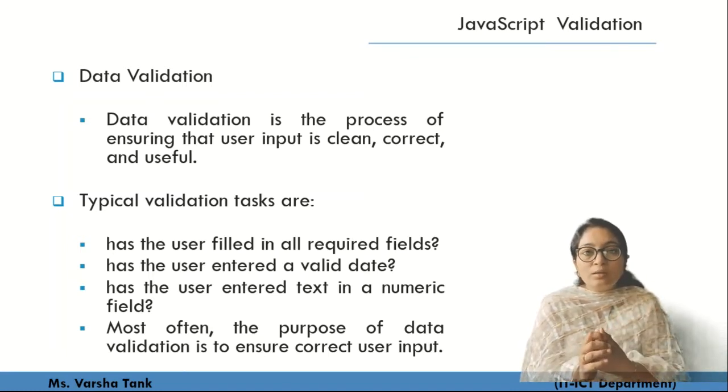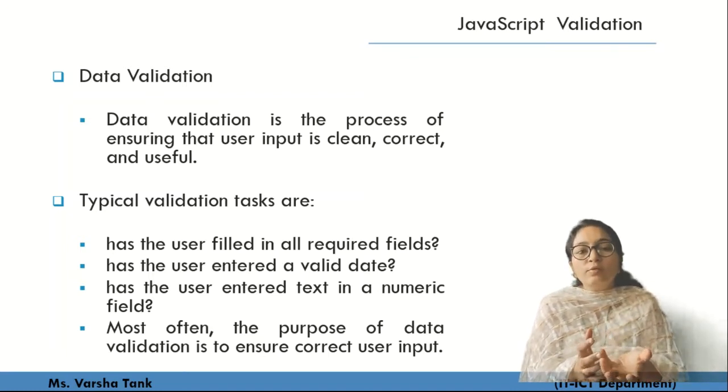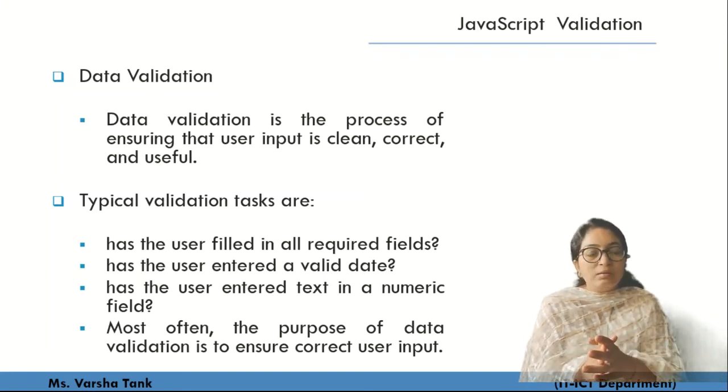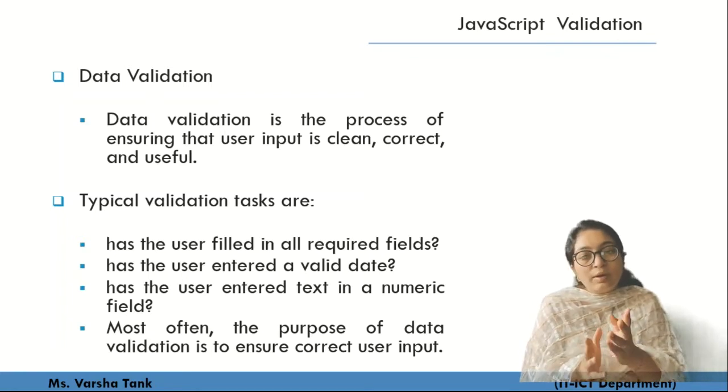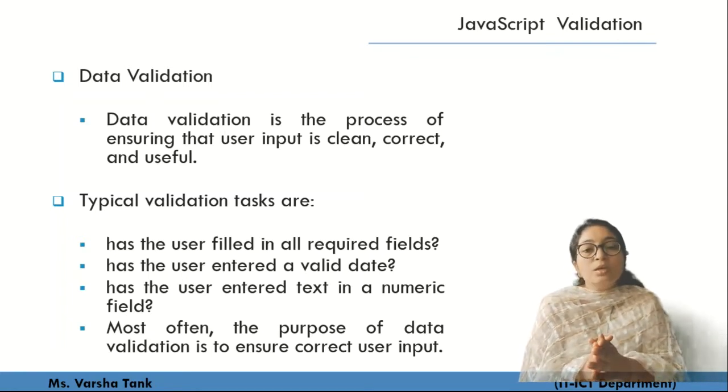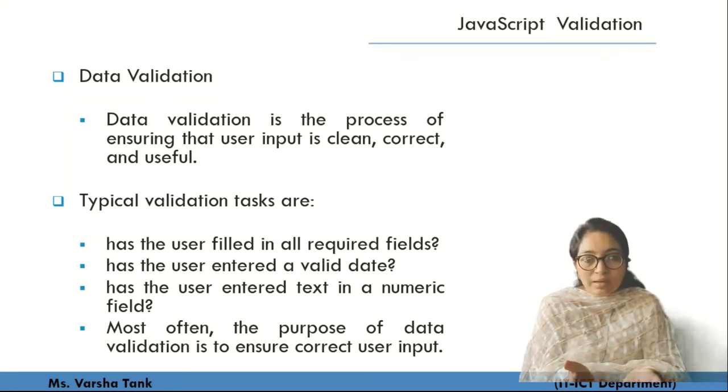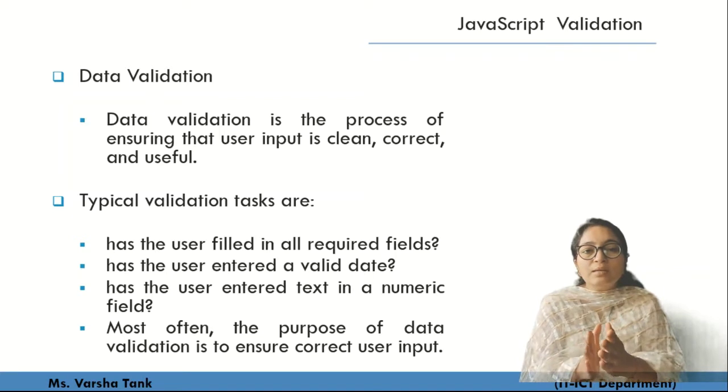Suppose you are entering phone numbers. In the phone number field, if you enter characters, you are not allowed to enter characters in that particular field. That is also validation. And suppose you are entering a password and you have entered just two characters. It will give an error message that minimum length should be six characters or minimum length should be 12 characters. That is one type of validation. Everything that you validate is known as validation in JavaScript.